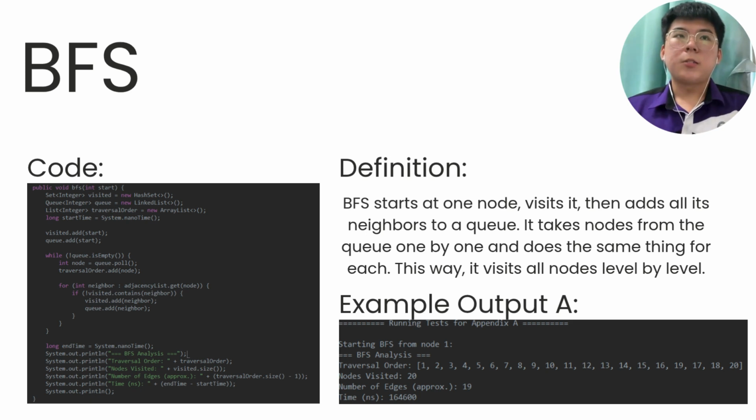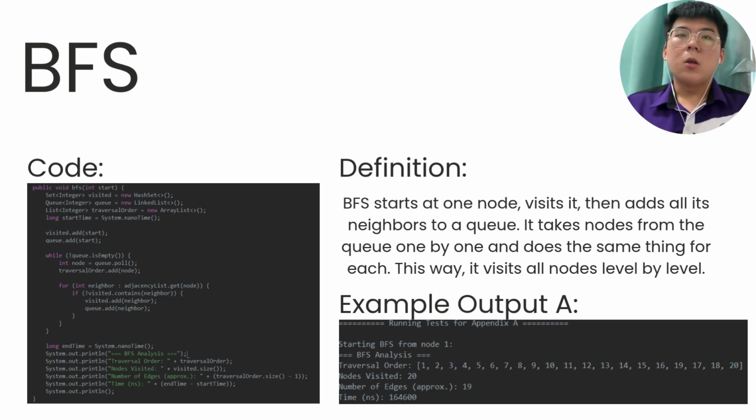Today, I will continue presenting about breadth first search or BFS. This is a way to explore a graph step by step. It starts at one point, visits it, then adds all nearby points into a queue. From there, it visits each one in order and keeps adding their neighbors if they have not been visited yet. It keeps going until there's nothing left in the queue.